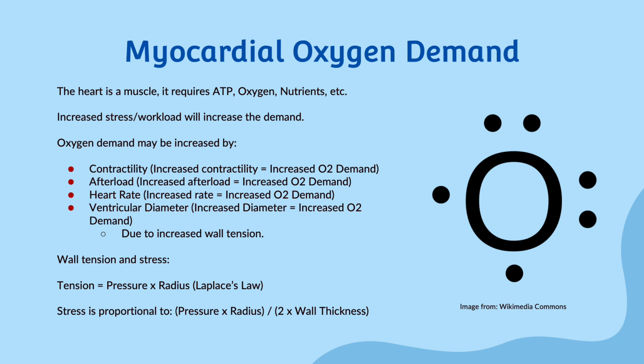The diameter of the ventricle is also another factor that can affect myocardial oxygen demand. Increased wall tension leads to increased diameter of the ventricle, and this can lead to an increase in myocardial oxygen demand as the larger ventricle requires more oxygen to contract and pump blood.